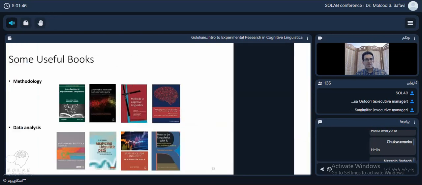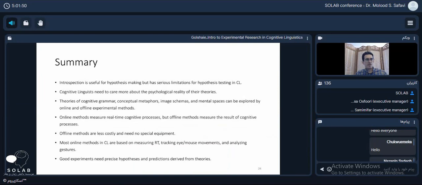And here we arrive at the summary of this presentation. So the main points of today's workshop are: introspection is useful for hypothesis making, but has serious limitations for hypothesis testing in cognitive linguistics. Cognitive linguists need to care more about the psychological reality of the theories. Theories of cognitive grammar, conceptual metaphors, image schemas, and mental spaces can be explored by online and offline experimental methods. Online methods measure real-time cognitive processes, but offline methods measure the result of cognitive processes.